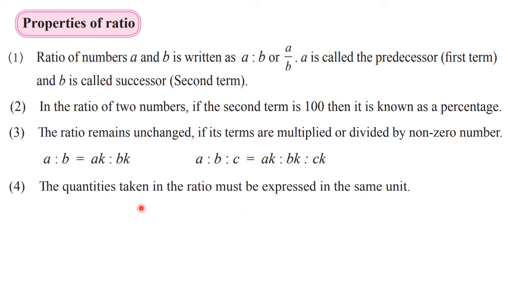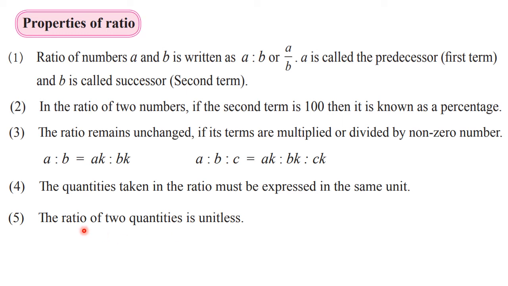Then the next one, fourth property. The quantities taken in the ratio must be expressed in the same units. That means whenever we want to find the ratio of two numbers, they should have the same unit. For example, if we want to find the ratio of distance, then both the quantities should be either in centimeters, or in meters, or in kilometers. If one is in kilometers and the other is in meters, then we have to convert and make the units the same, then only we can find the ratio. Okay.